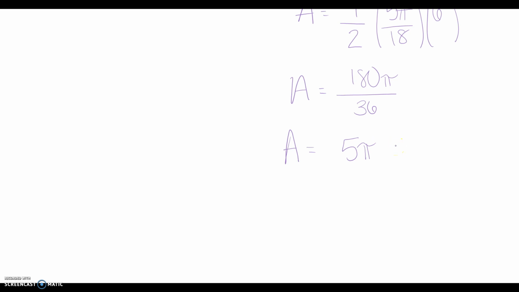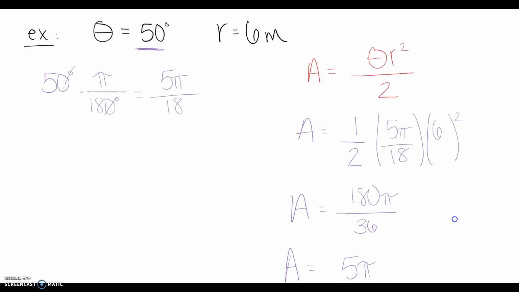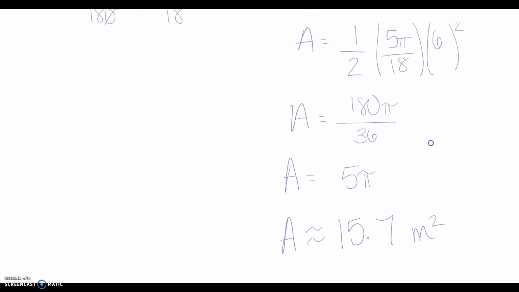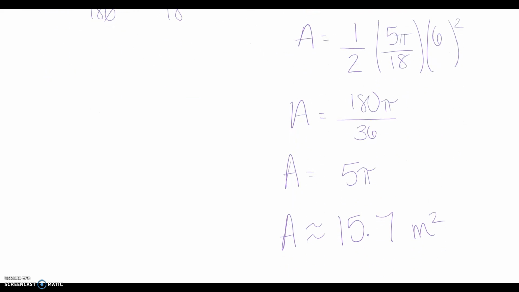So here's our exact answer, and then using a calculator, 5 times pi is approximately 15.7 when rounded to the nearest tenth, and that's going to be meters squared, because our radius is in meters and we're finding an area. Remember that this is the exact answer, and this is the approximate. So the area of a sector isn't too bad, it's just really plug and chug.